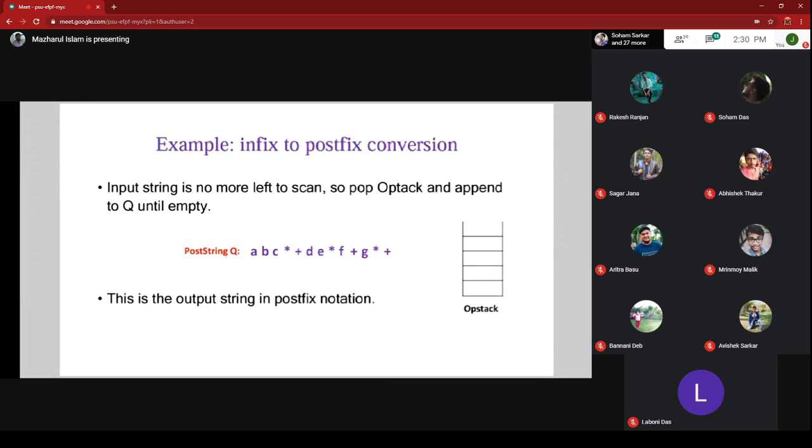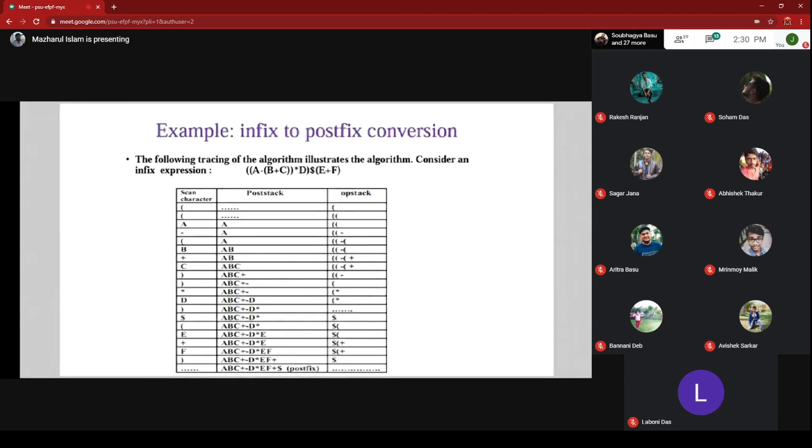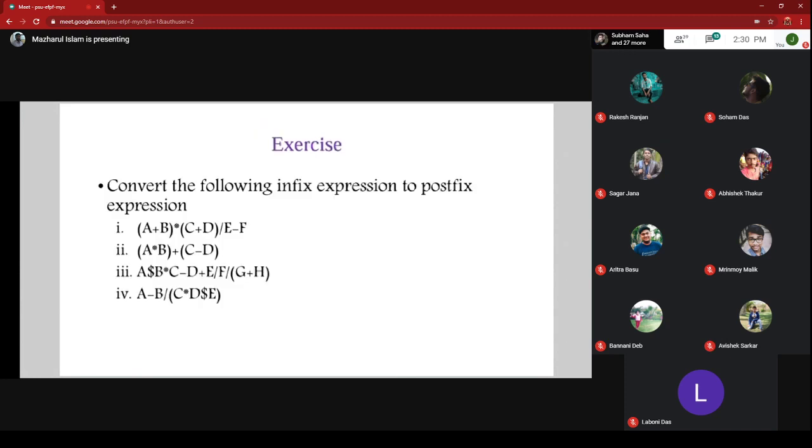Now the second part you will learn. This is another example. I have appended this slide. This is easy to understand. I will provide you a slide. Now, another exercise. You will practice this exercise as an assignment.